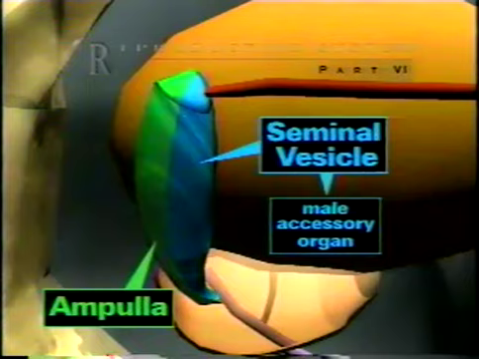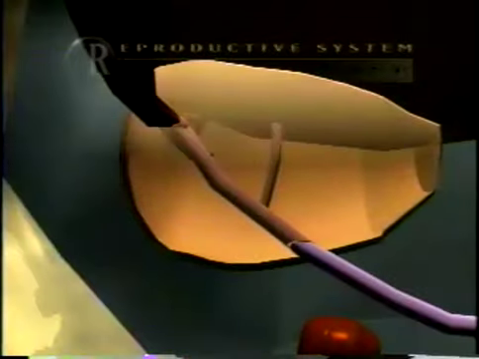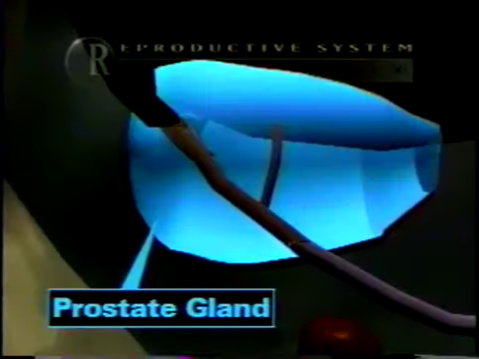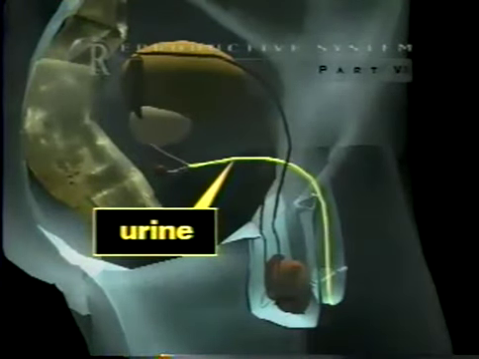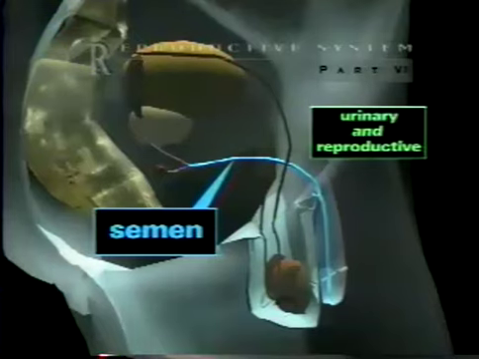We'll give you the details on the seminal vesicle a little later on. Now, the ejaculatory duct passes through a structure called the prostate gland and eventually empties into the urethra. Funnily enough, the urethra is a switch hitter. It carries both urine and semen and is a part of both the male urinary and reproductive systems. But sperm do always have the right of way over urine.